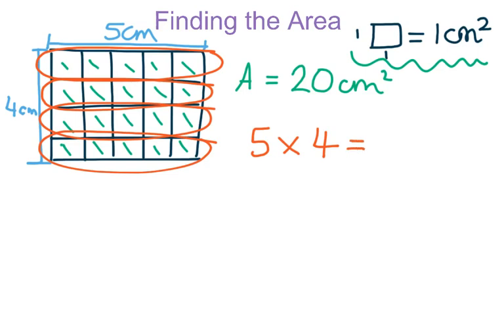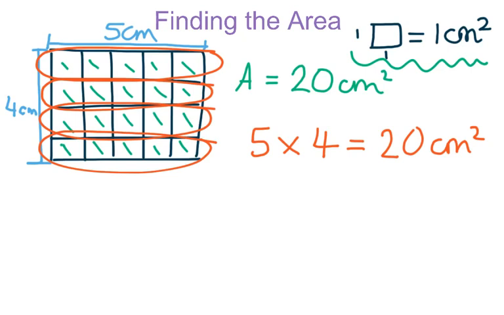Using your times table knowledge, what is 5 times 4? 5, 10, 15, 20. Look, when I counted the squares, I got 20 centimetres squared as my answer. But also, if I multiply 5 times 4, I get 20 centimetres squared.